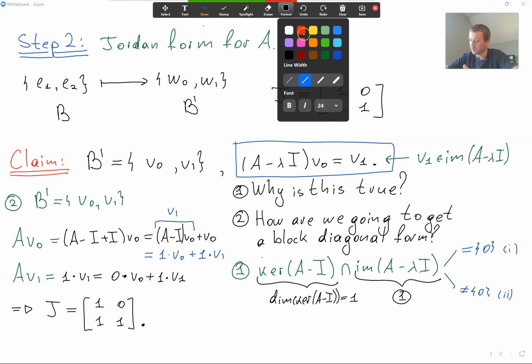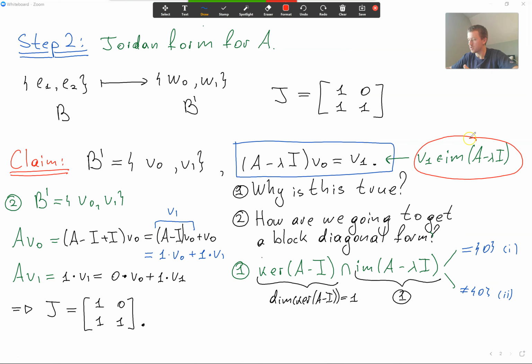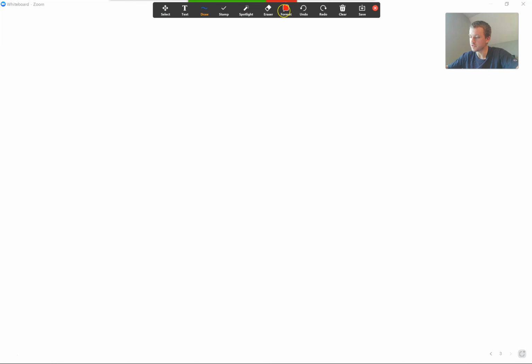So if v1 indeed belongs to our image, it's enough to show that the intersection is non-empty, so the intersection contains some non-zero vector. Then from this argument, since the dimensions are equal to each other, I'm going to get that my vector v1 is going to span the image of A minus lambda I. So in other words, I want to show that the first case is impossible. Okay, so let's show this. Assume by contradiction that this is possible.